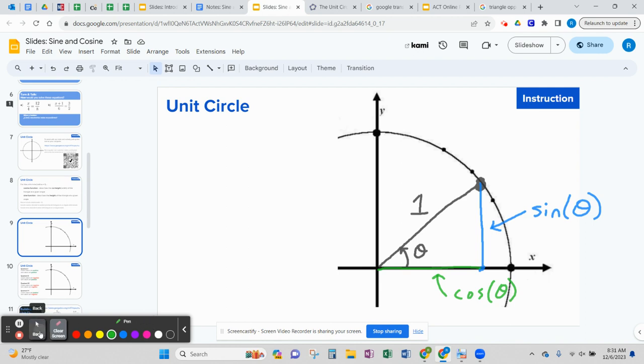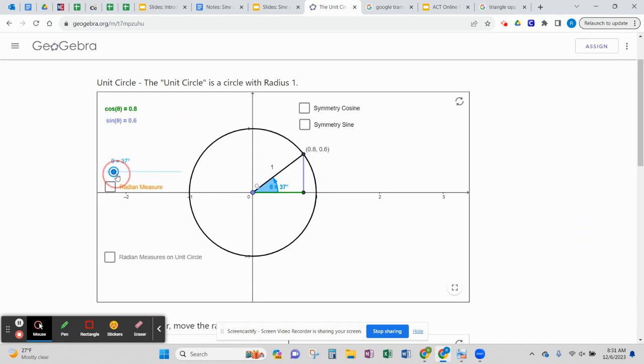So if I go back to GeoGebra, wherever we're at on our unit circle, wherever we're at on our rotation, we have a triangle, and that triangle has a height of blue, that's our sine function, and a width of green, that's our cosine function.